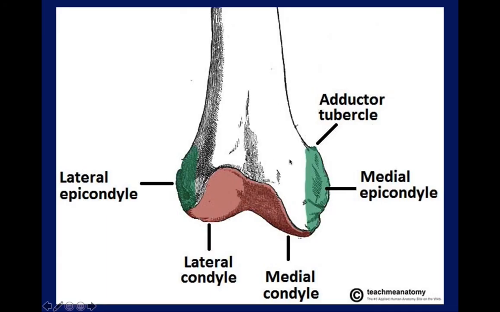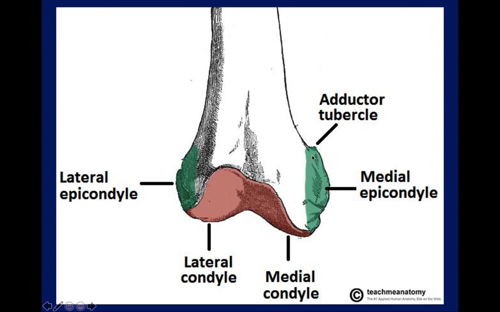Using the same picture as we did with our tubercle, on either side of the distal end of the femur, we'll find the medial epicondyle and the lateral epicondyle. Epicondyles are by definition raised areas near condyles, and so we'll actually see both a medial condyle and a lateral condyle over here, which we'll discuss in the next group.